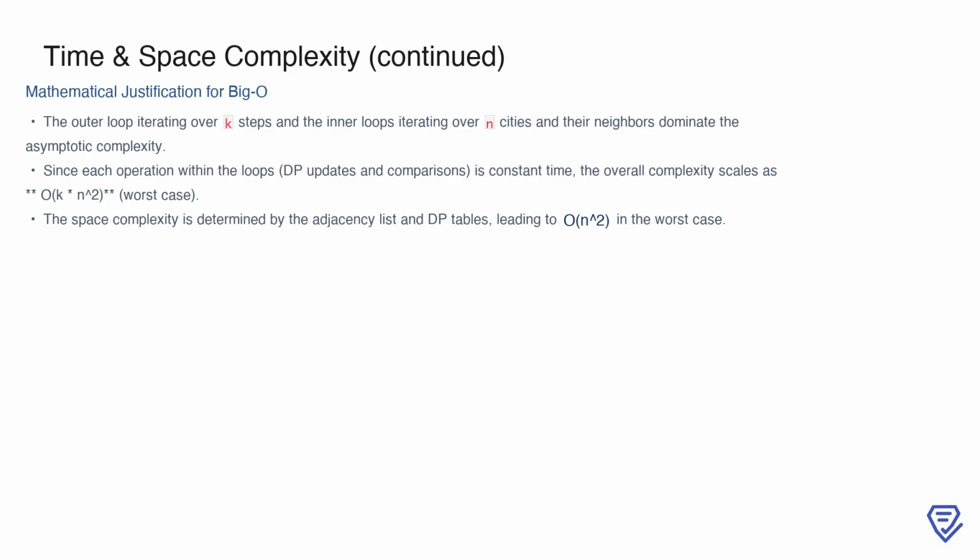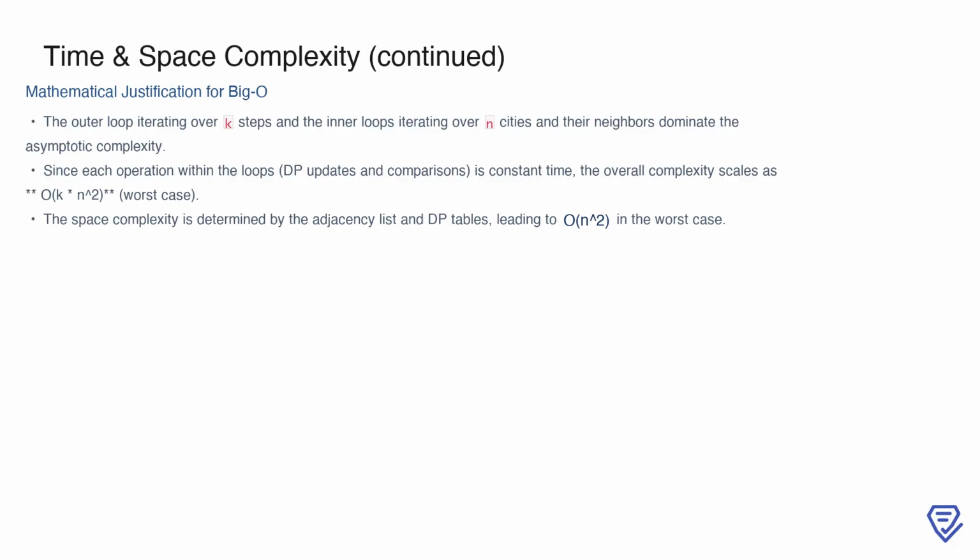The dominant factor in the time complexity arises from the nested loops. The outer loop iterates over k steps, the inner loop iterates over n cities, and for each city, its neighbors are processed. Since each operation within these loops, such as updating the DP table and comparing values, is performed in constant time, the overall time complexity scales as k*n squared in the worst case.